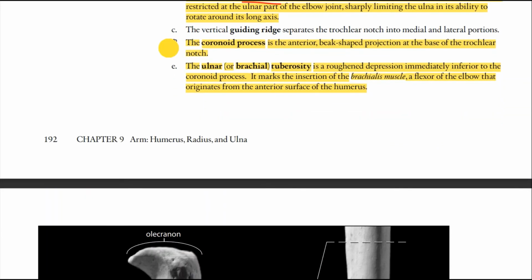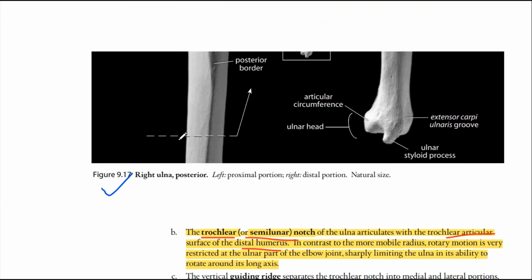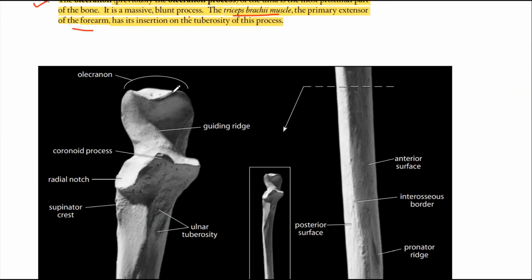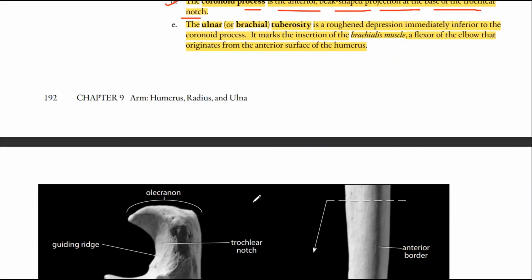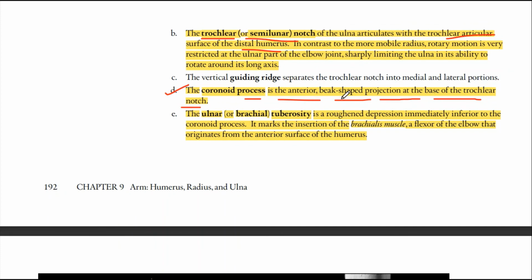Now the next important thing is the coronoid process, which is the anterior beak-shaped projection at the base of the trochlear notch. This is the coronoid process. If you see it in the lateral position, it's a very sharp, pointed end, a beak-shaped projection at the base of the trochlear notch.